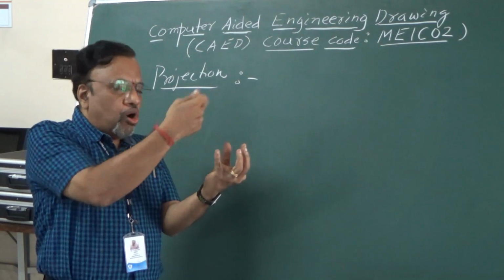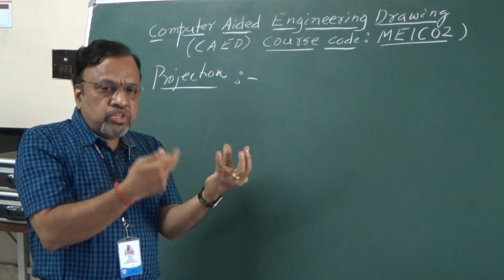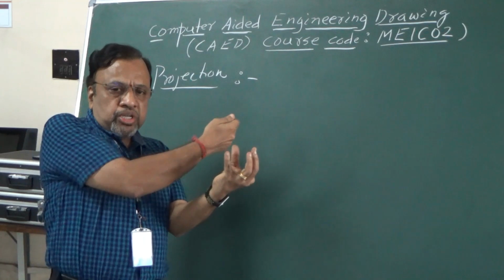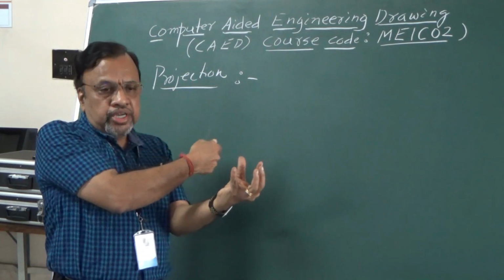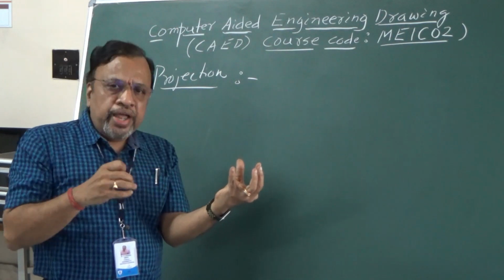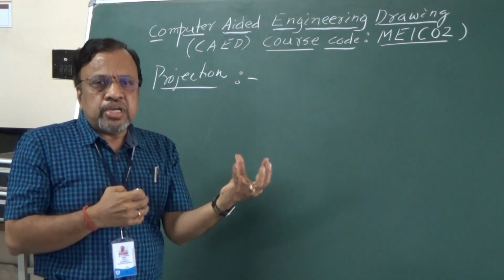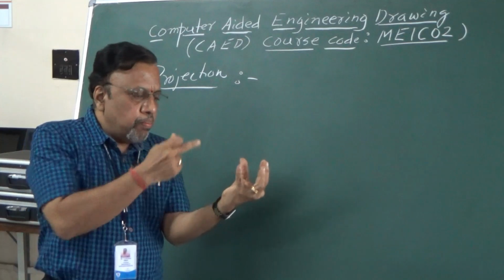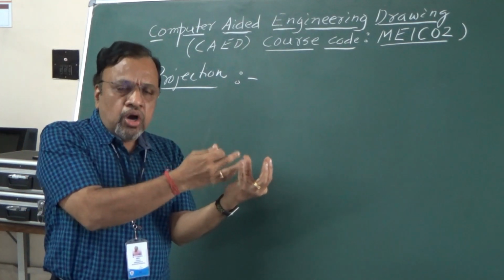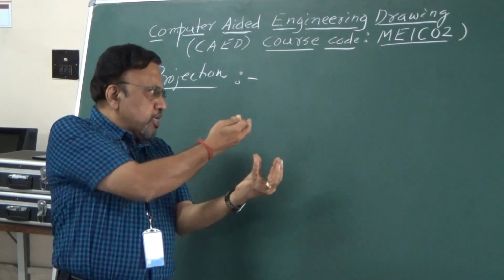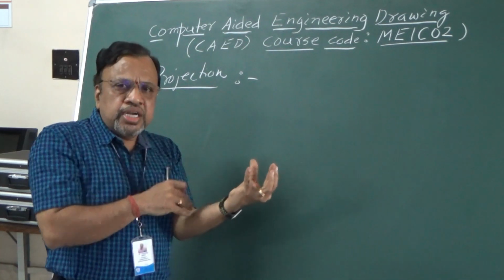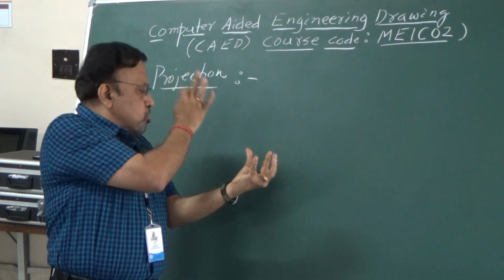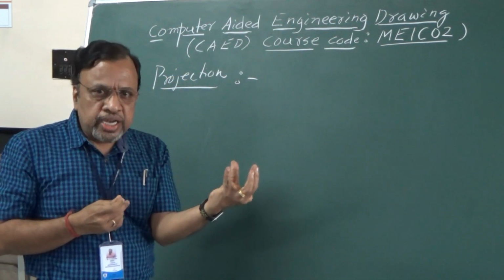So once I put all the salient points of this particular contour on this paper, if I join all the points in a proper sequence, then I can say that this object has been projected onto this paper. That is the reason we consider that as a projection of that particular object.